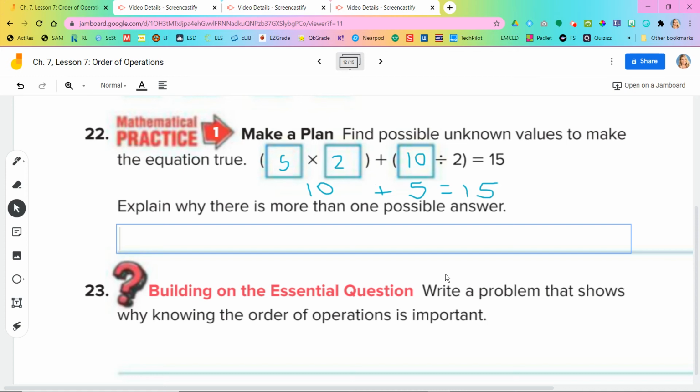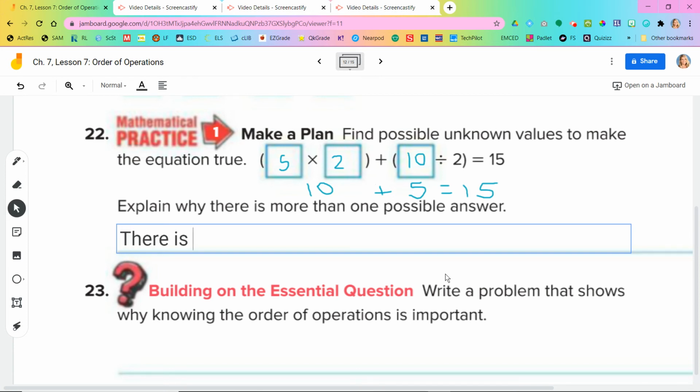I could have used 10 times 1. I could have used, let's see, I could have said 9 plus 6, so I could have divided 12 by 2. So explain why there is more than one possible answer.